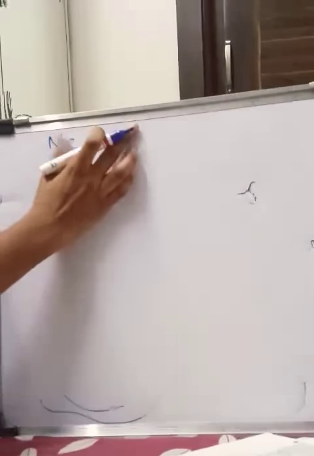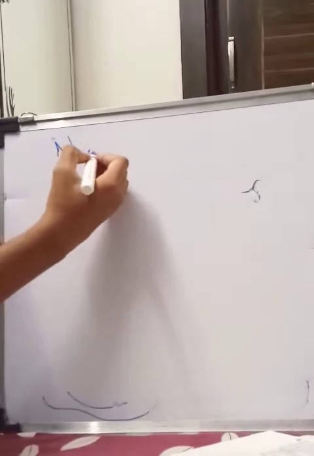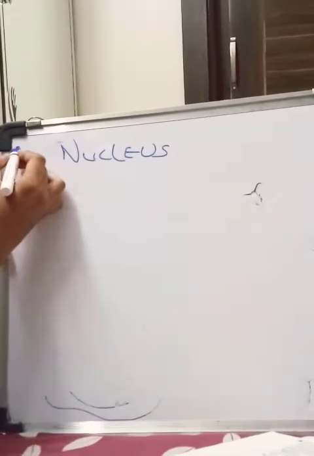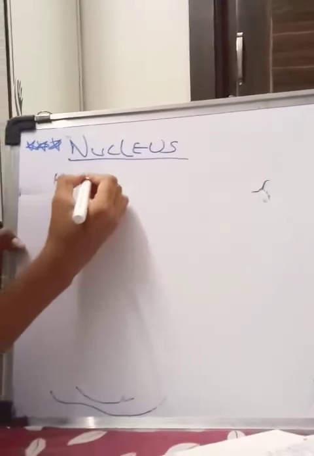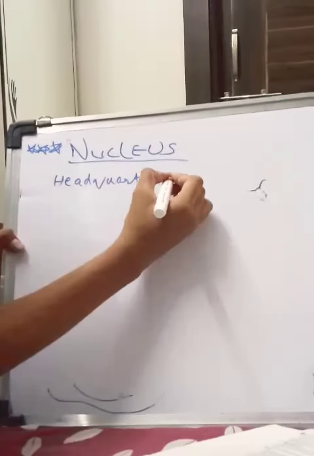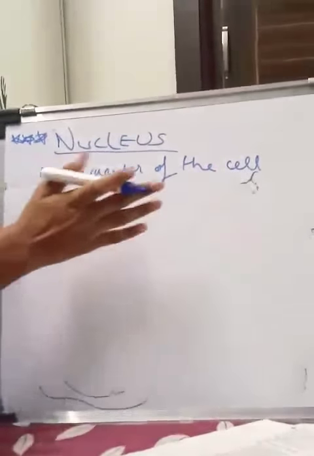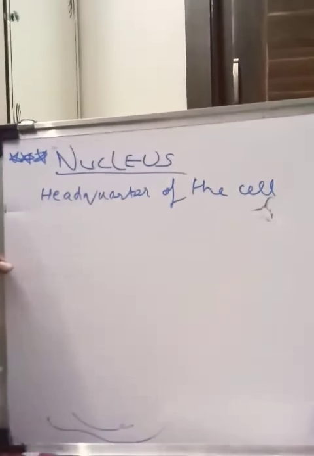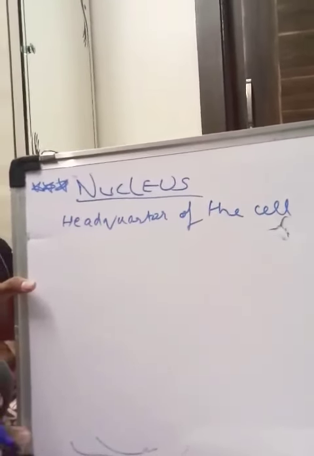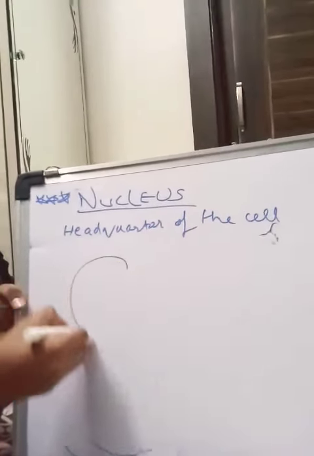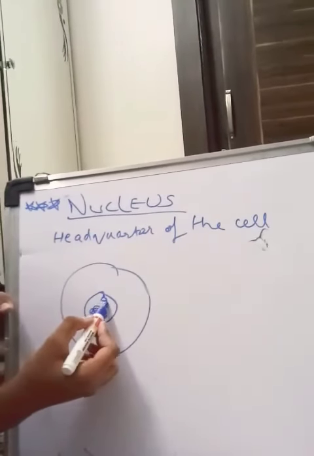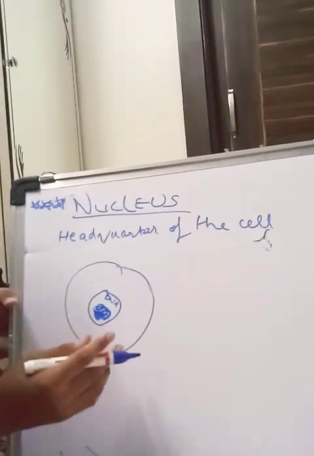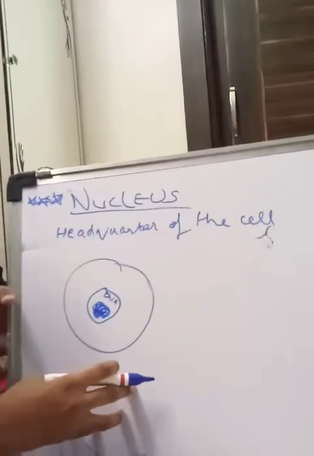Nucleus. It is known as the headquarter of the cell. It controls all the functions. It also helps in transfer of hereditary characters from the parent to the offspring. In a cell, there is a nucleus in which chromatin material and DNA are present. Chromatin material is an entangled mass of DNA plus proteins.